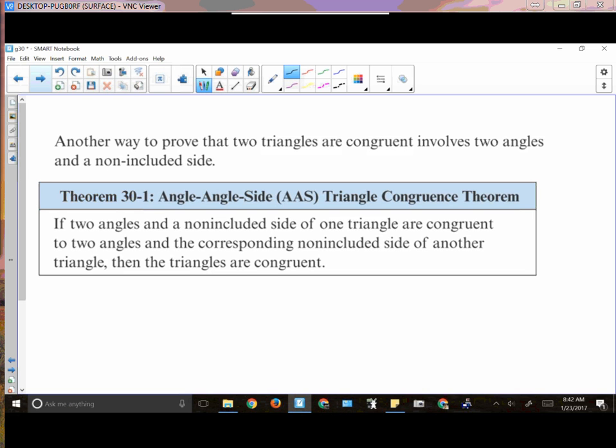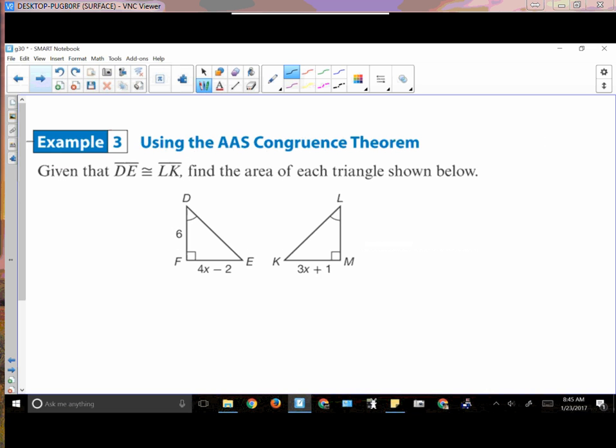So, the other one was angle, angle, side. I think I'll give you a moment to go and make sure you get that one right. All right. Now, make sure that you pay attention to the order again. It says if two angles and a non-included side of one triangle are congruent to two angles and corresponding non-included side of another, then the triangles are congruent. So, see what that looks like.